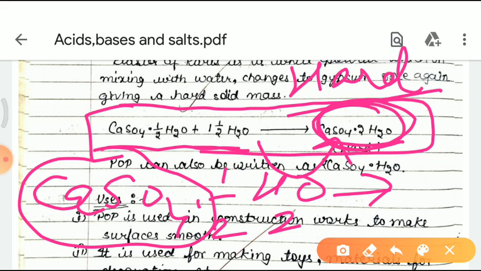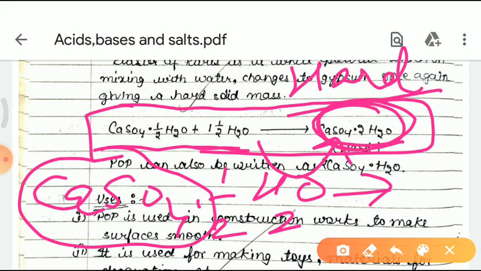So this is a very important question which might be asked in the exam, that why do we store POP in airtight containers, or why do we store the POP in airtight packing, right? Why should we keep plaster of Paris in airtight packing? Because it absorbs water vapors and water molecules from the atmosphere and it can become hard by formation of gypsum. So in order to prevent this we should store the plaster of Paris in airtight packets or in airtight containers. Is it clear?